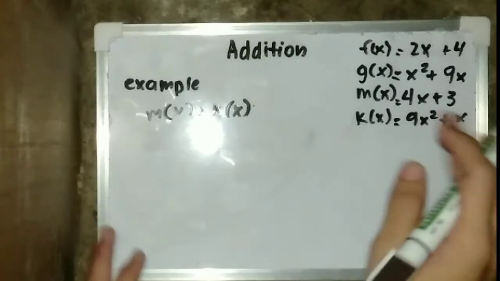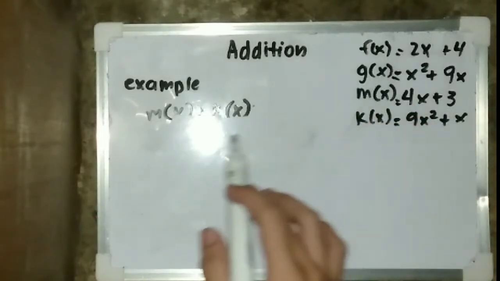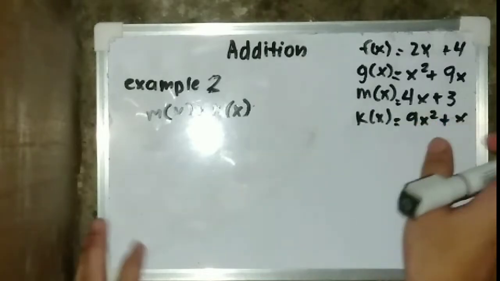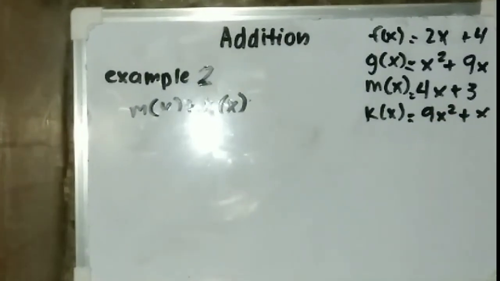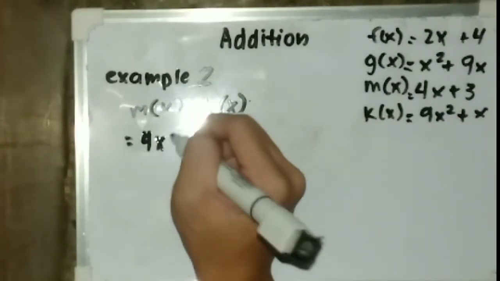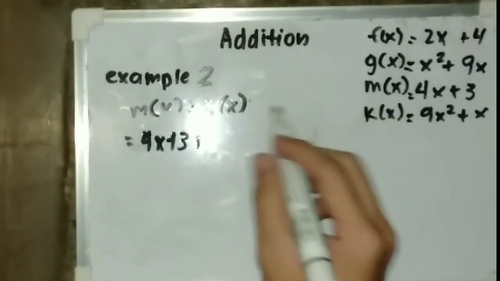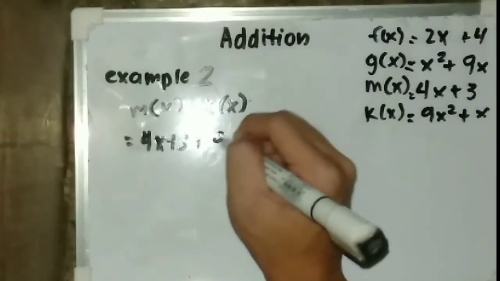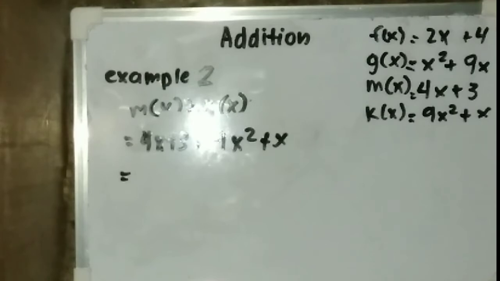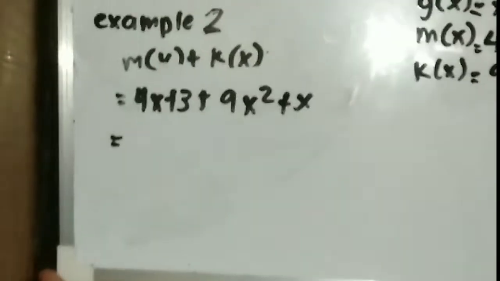We still have the same given po, which is ito sa taas. So, for our example number 2 is m of x plus k of x. So, i-substitute na po natin. m of x is equal to 4x plus 3 plus k of x is equal to 9x squared plus x. So, katulad po ng ginawa natin kanina, kailangan po muna natin hanapin yung kailangan maunang term, which is yung 9x squared.